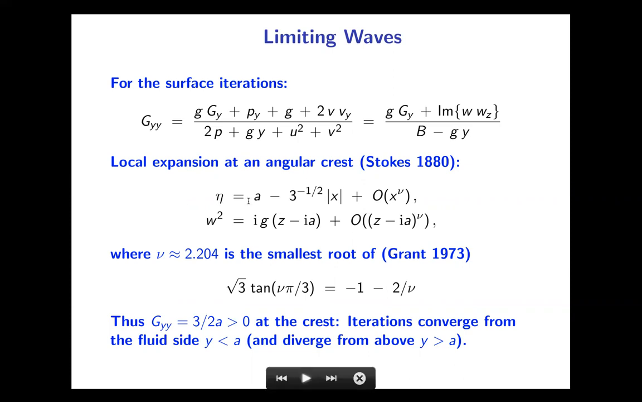And when you do that, we know that the free surface is behaving like that locally at the crest, and the velocity squared is behaving like that. And this has even been proven rigorously by, I forgot the name, but this is quite a solid result. So let's assume that the crest of the highest wave behaves like that. If we plug this approximation inside this condition, we find that the second derivative equals 3 over 2a. And this is always positive because the amplitude is positive. What it means is that the iterations are semi-stable from below, semi-convergent. So if you approach the crest from the fluid side, from under, it will converge. But if you approach from the top, the fixed point iteration will not converge.